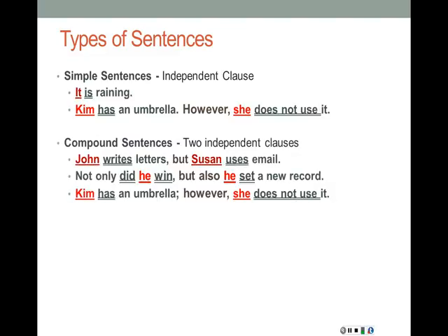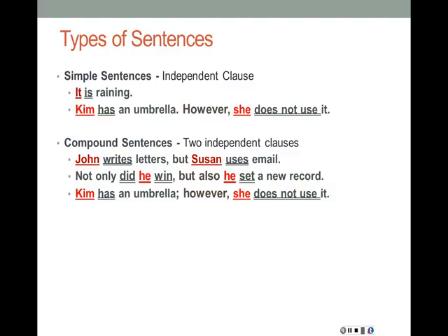The next type of sentence is a compound sentence. A compound sentence combines 2 independent clauses using coordinating conjunctions, and we talked about fanboys, paired conjunctions like neither nor, not only but also, and or conjunctive adverbs. Notice that when the clause begins with some paired conjunctions, we use question order. Not only did he win, but also he set a new record. Also, we use semicolons and commas with conjunctive adverbs when we are combining simple sentences.